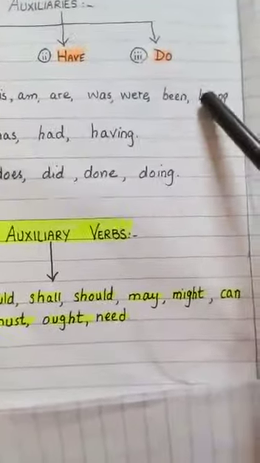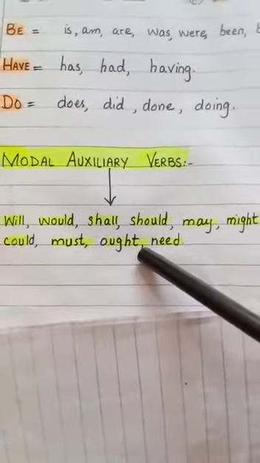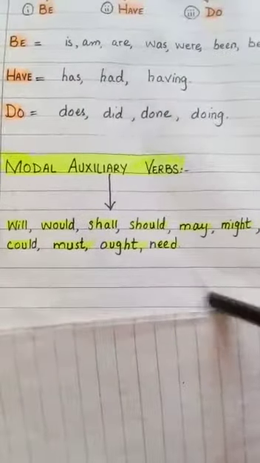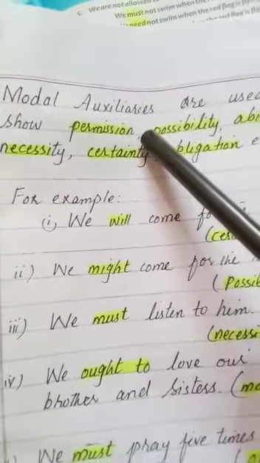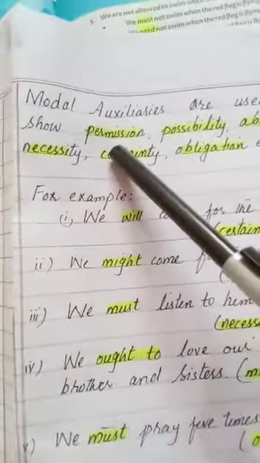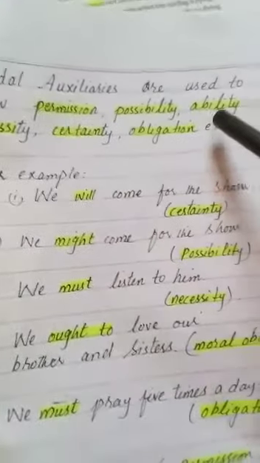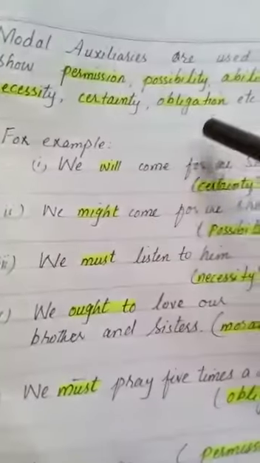They are called primary auxiliary verbs and they are called modal auxiliary verbs, and these are used for different reasons. Now see the reasons. Modal auxiliary verbs, to which your exercise belongs on page number 31 and 32. Modal auxiliaries are used to show permission, possibility, ability, necessity, certainty, obligation, etc. Now you see the example.